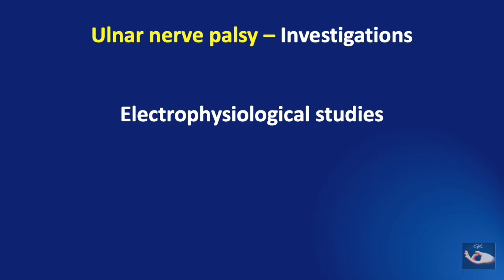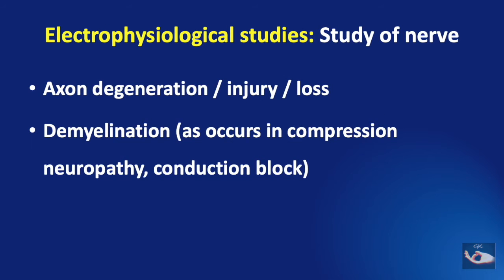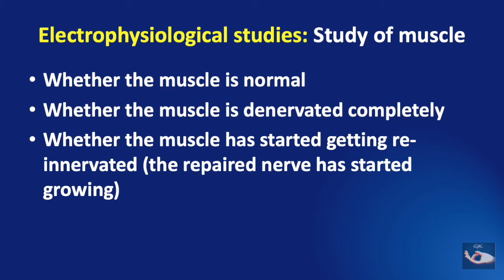We shall now see the usefulness of electrophysiological studies in the investigation of a patient with an ulnar nerve palsy. As you may be aware, the electrophysiological studies consist of a study of the nerve, that is, axon degeneration or injury or loss, or demyelination as occurs in compression neuropathy or conduction block, and also a study of the muscle by the EMG or electromyography to study whether the muscle is normal, whether it is denervated completely, and whether the muscle has started getting reinnervated, that is, when the repaired nerve has started growing.